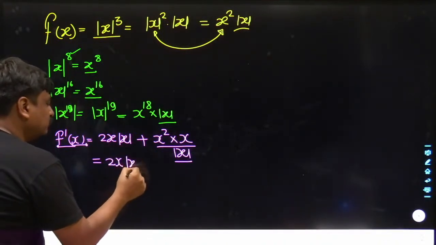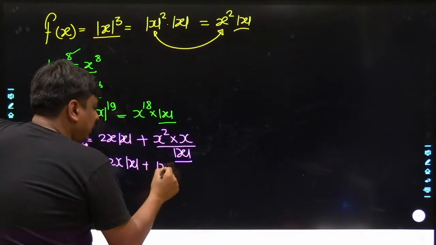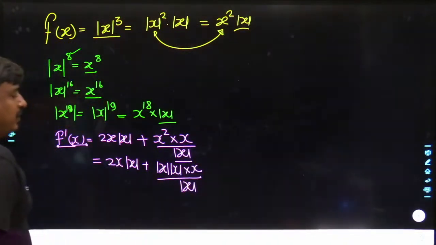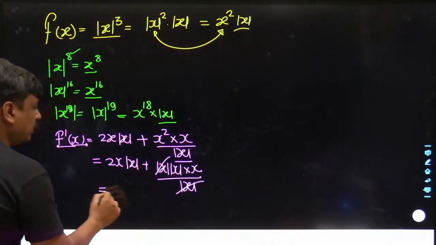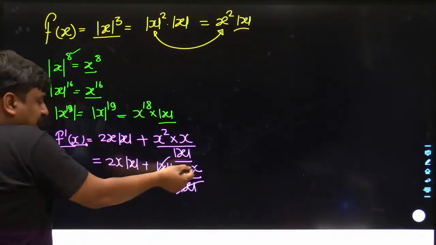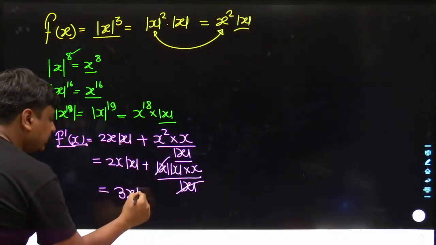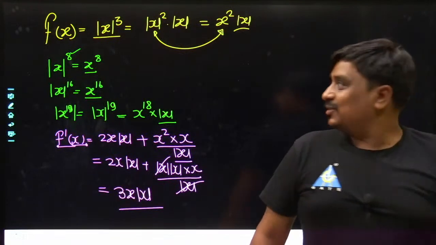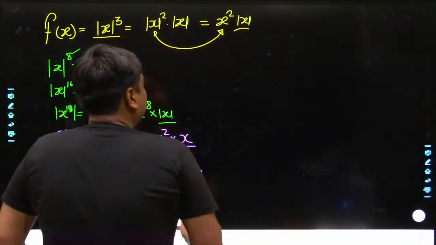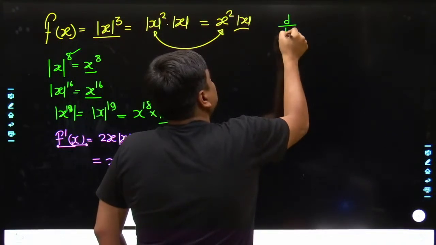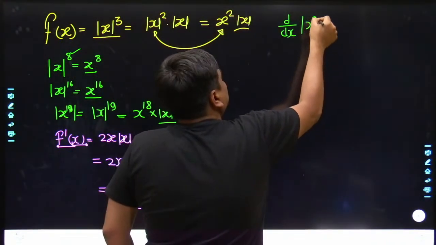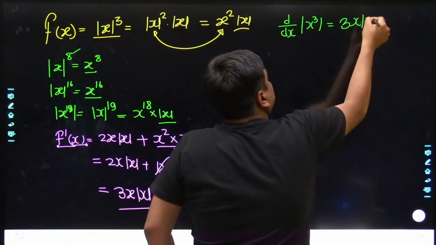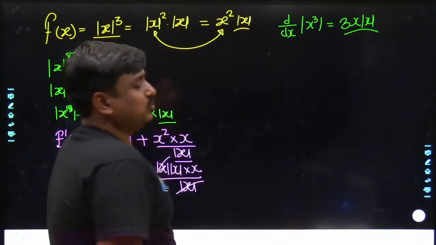What would I do over here? Now, x square, can it be written as mod of x into mod of x? Nobody can deny, yes, it can be. So here this mod of x and this mod of x are going to get combined: 2x mod of x, and here it's x mod of x. The result would be 3x times mod of x. That's the beauty of mathematics: the first differentiation of mod of x cube, written in this form, is the very same as 3x mod of x.